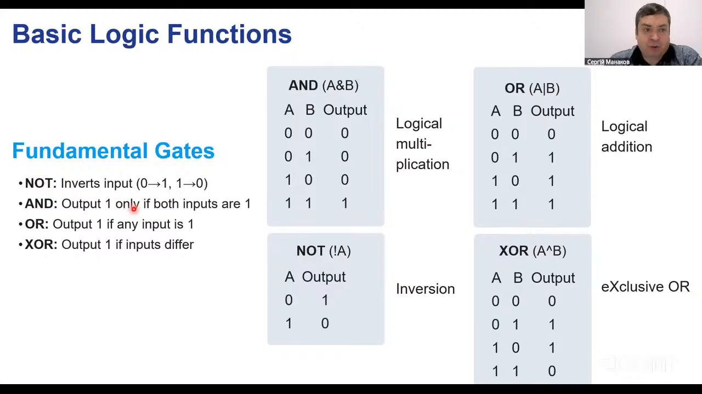Let's start from NOT. It has a meaning of inversion. 0 becomes 1 and 1 becomes 0. And it can be written down in a programming language like this. Then 2 basic and more important operations, AND and OR. Here it is important to understand the meaning of AND and OR.